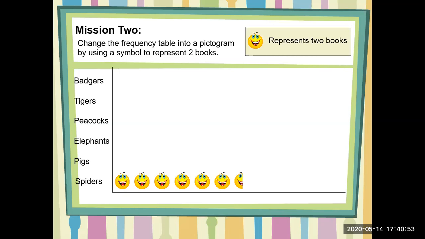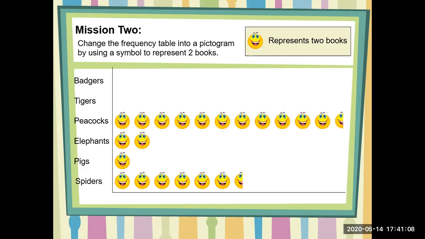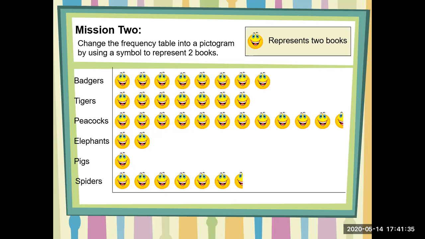Pigs, how many would you draw? Write it down. Draw it quickly. Good. Let's see. 1. Fantastic. Elephants. 2. Peacocks. Yes. 1, 2, 3, 4, 5, 6, 7, 8, 9, 10, 11. 11 smiley faces and a half. We'll give you round about 22 smiley faces for the 11, and 1 remainder represented by half a smiley. Tigers, pretty straightforward, 7. And badgers, also pretty straightforward, 8.